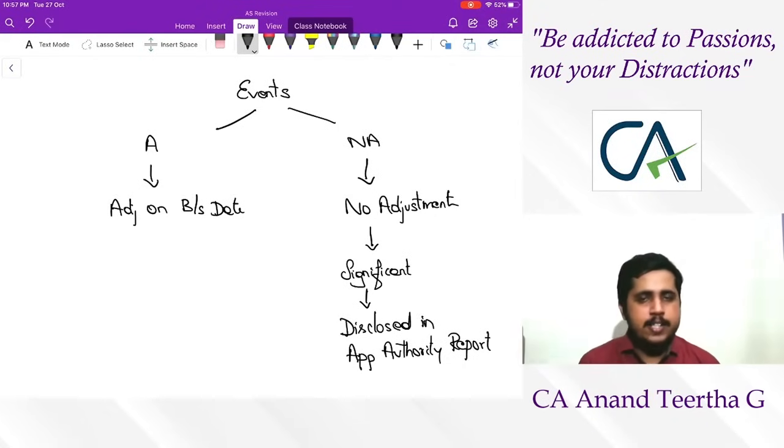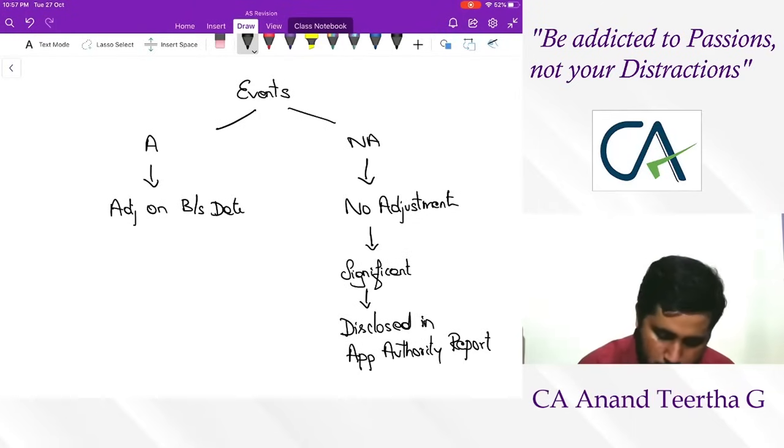So for that reason, they have to put it in their report. So this is no adjustment needed when it comes to non-adjusting, but if it is significant, you should give a note in appropriate authority books or appropriate authority report, not in financial statement. In appropriate authority report, you are supposed to do it. Okay. Then there is one more thing which we have to know here.